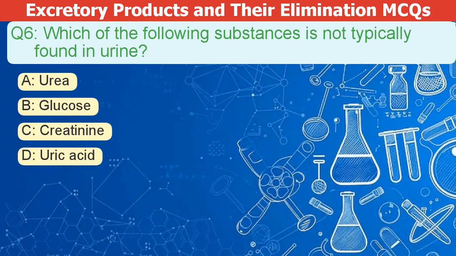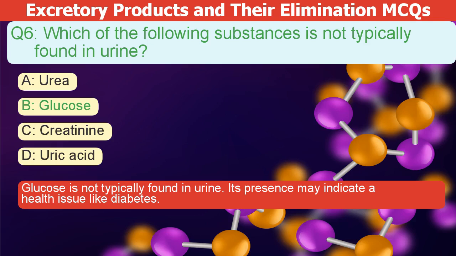Which of the following substances is not typically found in urine? A. Urea. B. Glucose. C. Creatinine. D. Uric acid. The correct answer is B. Glucose is not typically found in urine. Its presence may indicate a health issue like diabetes.